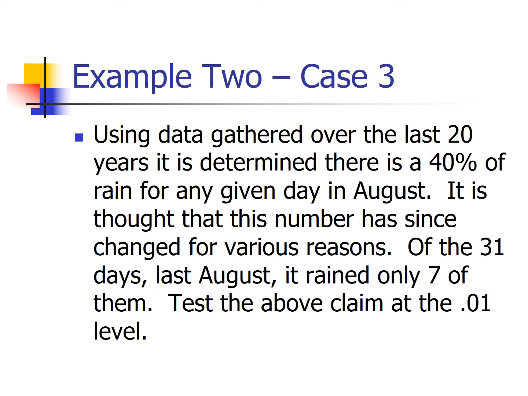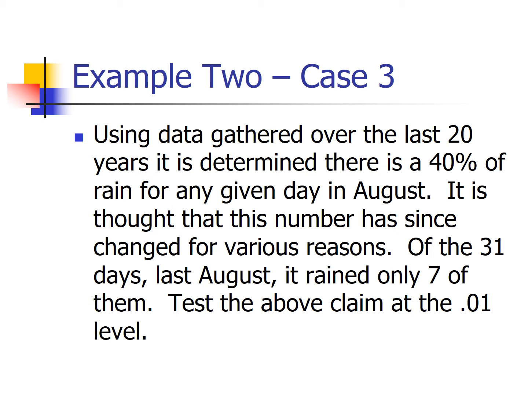Next example. So, using data gathered over the last 20 years, it's determined that there is a 40% chance of rain for any given day in August. Now, it's thought that recently, as of this year, this number has actually changed for a variety of reasons, perhaps global warming. So to test this, we would have to pay attention last August, and let's say that we did, and we observed that of the 31 days in August, it rained in 7 of those days. So using this information, let's test the above claim.